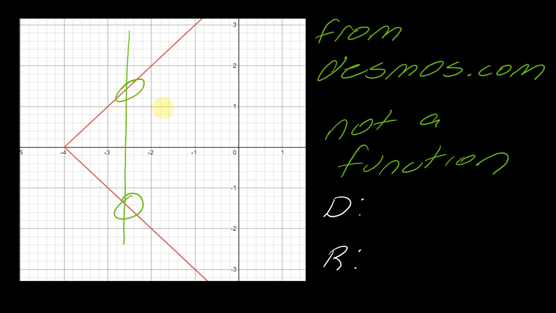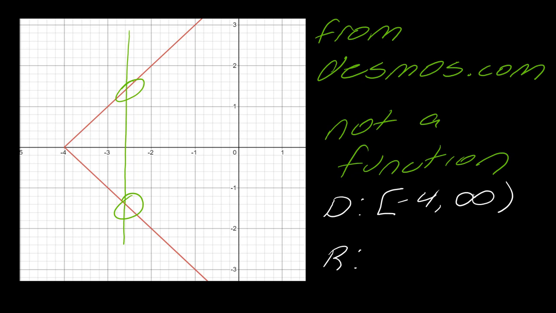I don't care that this is going up and down right now. I just care about what's happening from left to right. So my x values start at -4 and they just continue out in that positive direction. So the domain would be from -4, -4 is included, out to infinity.